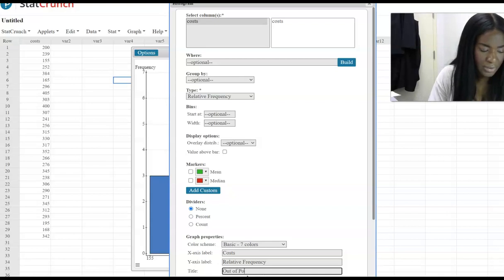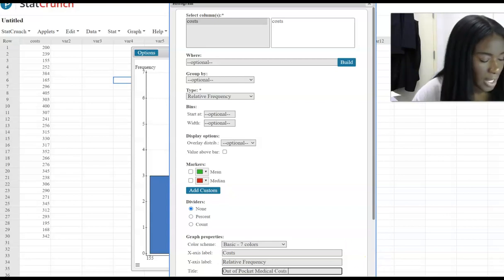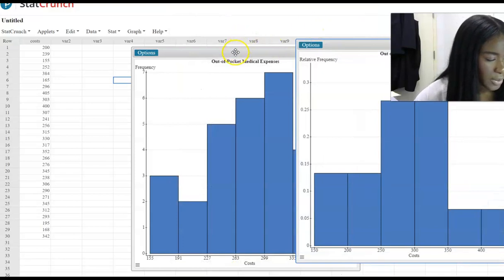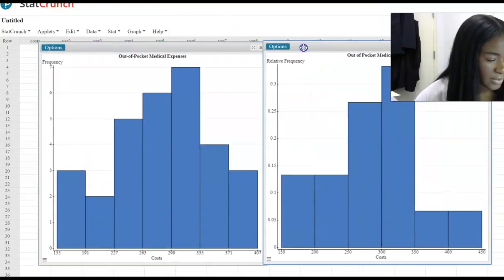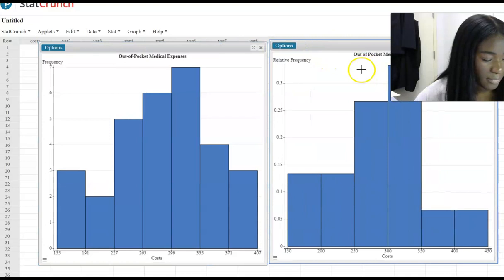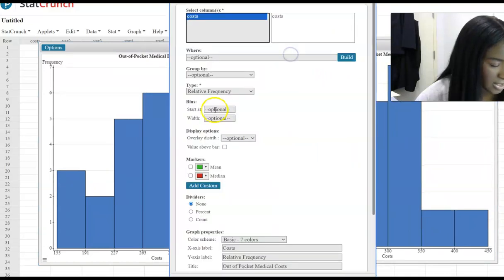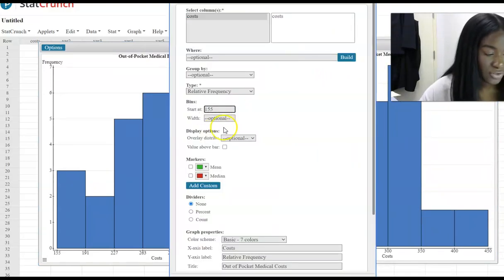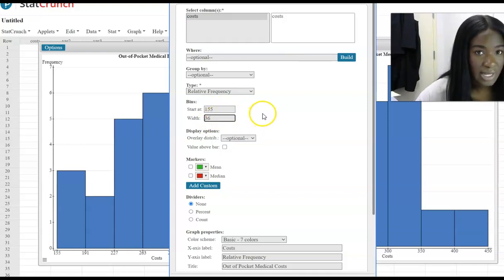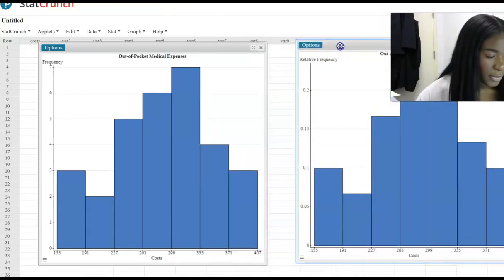The title is still out-of-pocket medical cost. And I'm going to click Compute. So notice how these two histograms look very, oh wait, I think I need to make sure I still start at 155 and have a width of 36. Okay, that class width, make sure to put that in. Okay, now I'll click Compute.